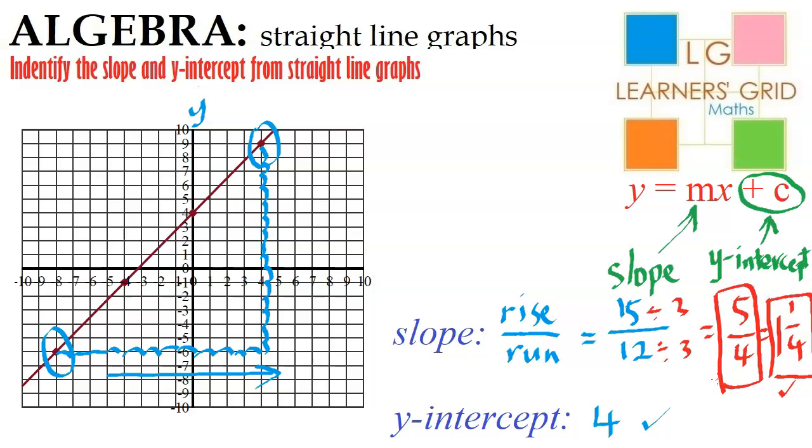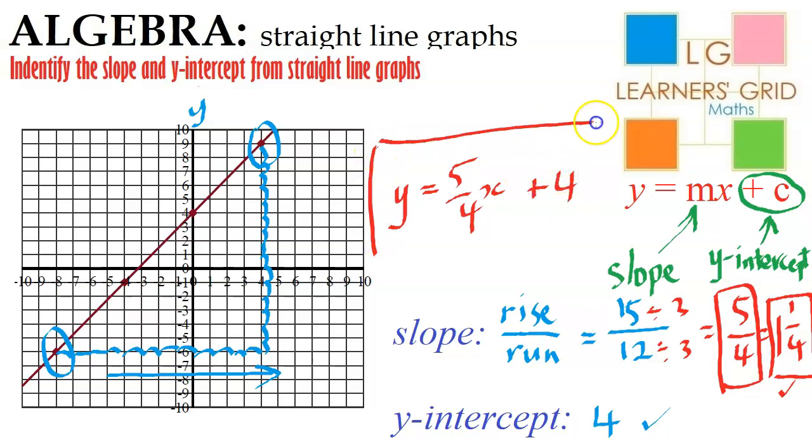If we were to write this into our equation, it would look like this. It would look like y equals, so m is the slope, right? So it would be 5 over 4, then x, then positive 4. And that would be the final equation.